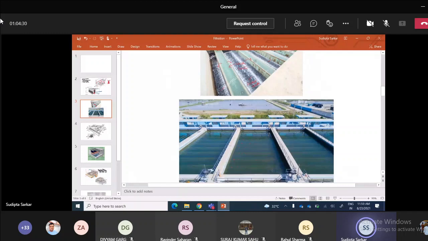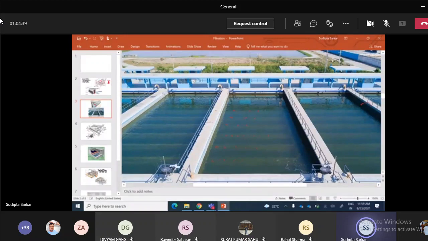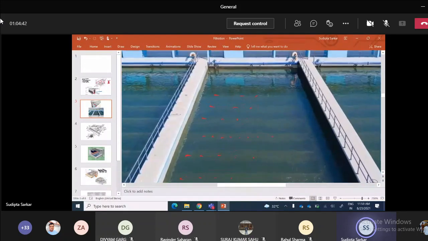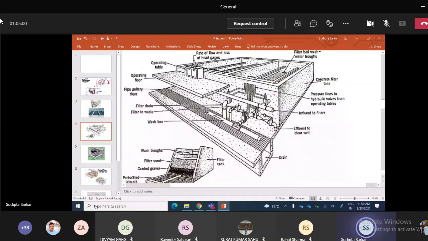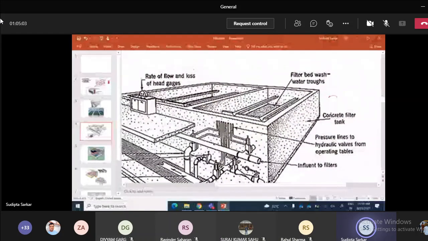Now you can see here all these submerged beds. Wash water channels are here. This is during the backwash, when the backwash is taking place, so these are now getting submerged. And this is another view of the whole thing. You can see these are wash water troughs, all the wash water troughs right here.